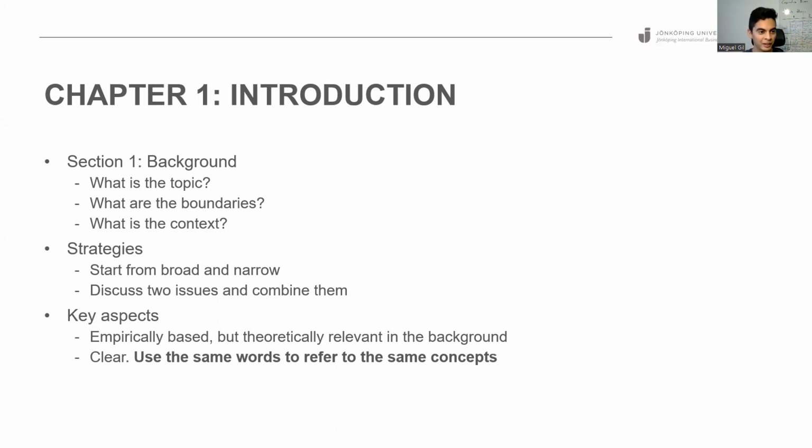It's the first thing that will appear after the abstract, of course, but it will be in the first chapter, in the introduction, in what we call the background. The background aims to answer these three questions. What is the topic? That's why it's so important, that's why topic choice is so related to what is the topic. Also, what are the boundaries? What is not your topic?